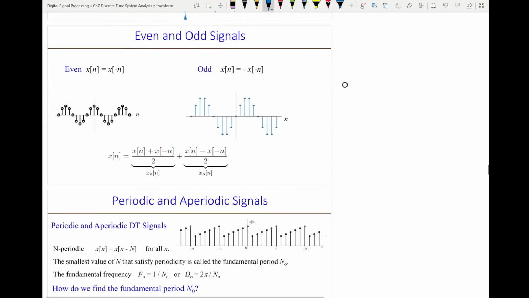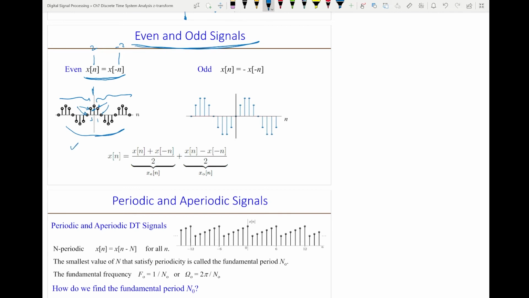Now, even and odd signals. A signal is even if this condition is met. That means the value of the signal at n1 is the same as the value of the signal at minus n1, or n2 the same as minus n2. So if you plot it, it will look like this. Basically around the vertical axis, it's like a mirror image. This is n1, same value here for minus n1. n2 is the same as minus n2, and so forth.